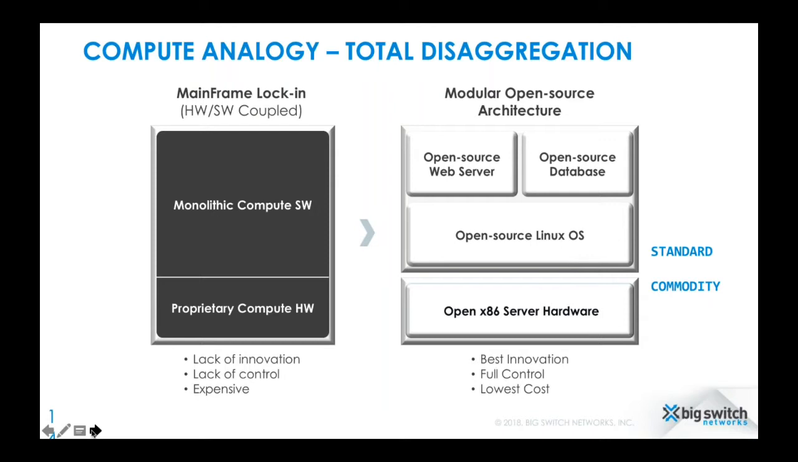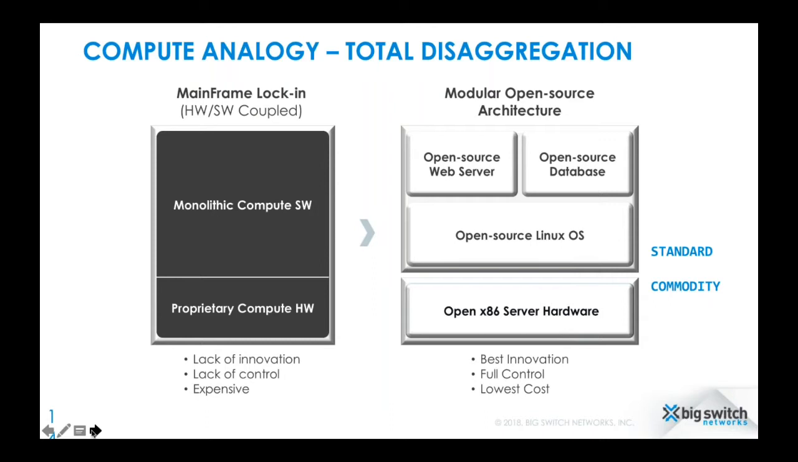But what happened to compute itself? Compute started out as a completely locked-in, monolithic, hardwired hardware and software architecture. You had a mainframe, you had the minis, you had the workstations. They all followed the same architecture, and the innovation was really locked in, users had no control, and the price was through the roof.